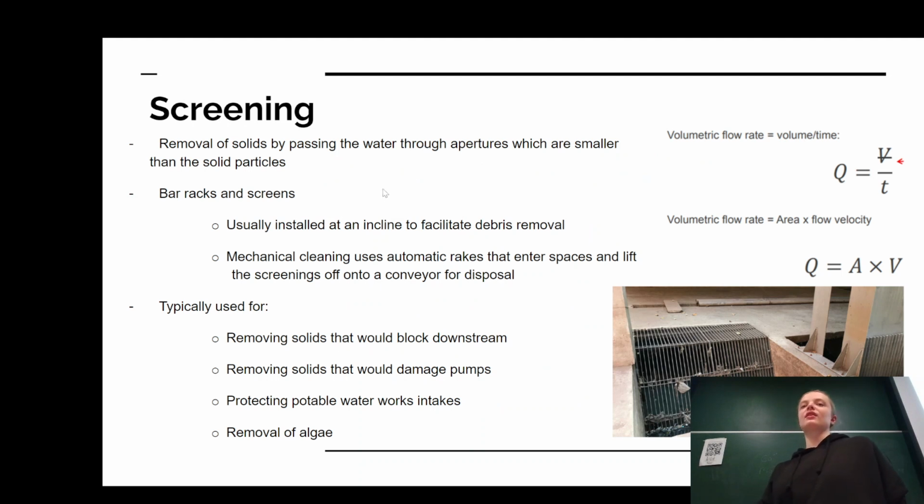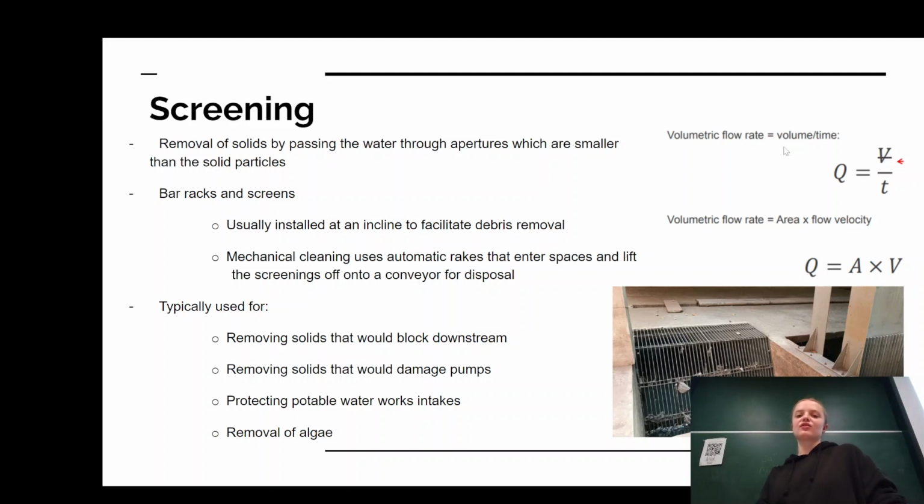Alright, so starting off with screening, that's at the very start of this process. It's the removal of solids by passing the water through these things called apertures, which are the openings in this screen down here. And these are smaller than these solid particles. So bar racks and screens are usually installed at an incline in order to help with that debris removal. And then they have to mechanically clean them every now and then to scrape off all this extra stuff, because people throw rubbish down their toilet that obviously you can't treat in some of the later stages because it'll break the equipment later on.